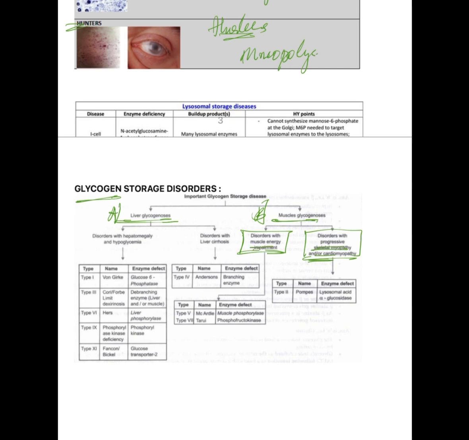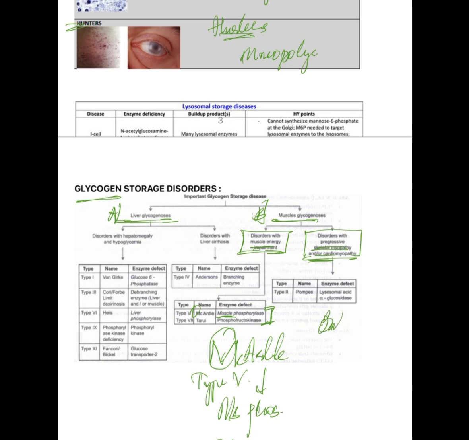So if the patient is unable to utilize his muscle energy, which type of disease is he falling into? The 2 important diseases which come under that are McArdle's and Tarui's, which are type 5 and type 7 respectively. McArdle's, as we know, starts with M and M looks like 5. So remember, McArdle's is type 5 glycogen storage disorder, and there is muscle phosphorylase deficiency. Tarui's is not that important, where there is deficiency of phosphofructokinase. Other than that, the important thing you have to remember is type 2, Pompe's.